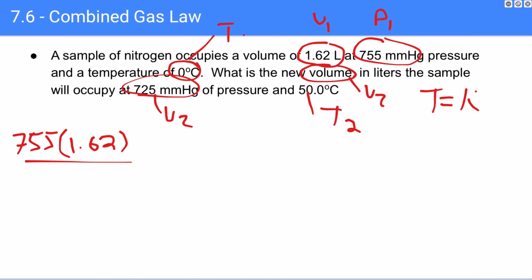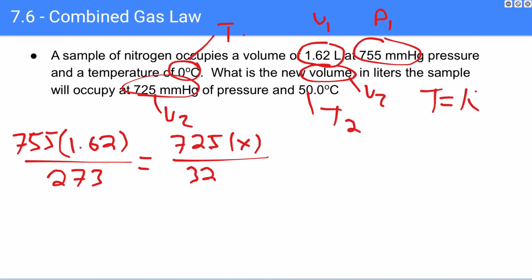Over 0 in Kelvin is 273. Equals, we want to know the new volume. We're given a new pressure, so 725 times x all over 50 in Kelvin, so 50 plus 273 is going to be 323 Kelvin. Okay. So now again, to solve for this, we're just going to cross multiply like what we just did.